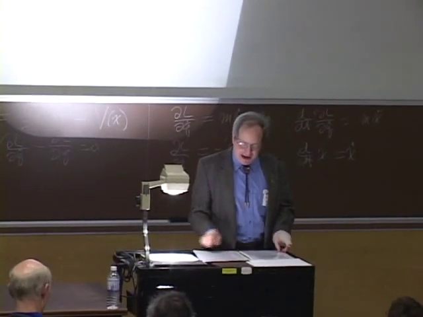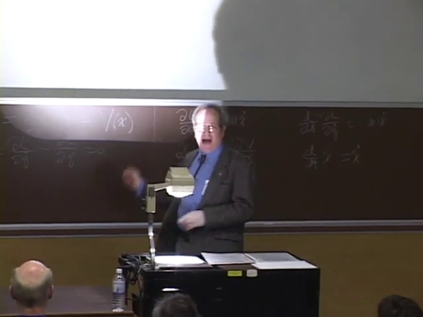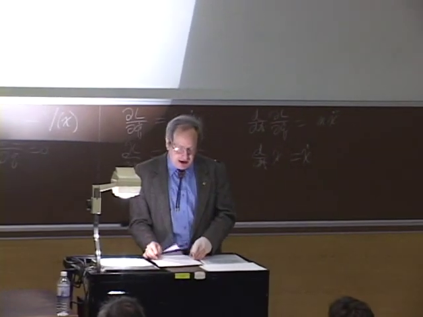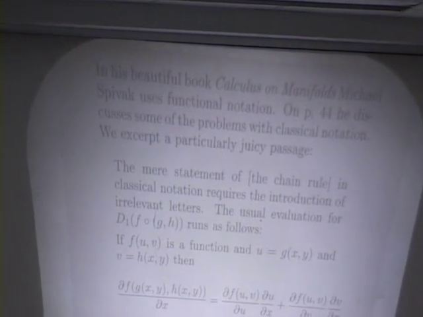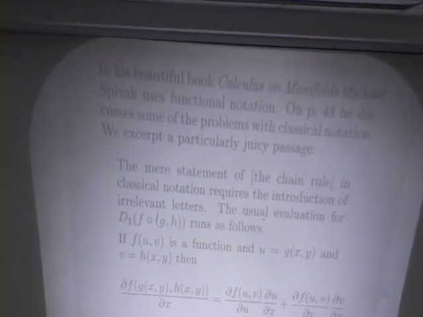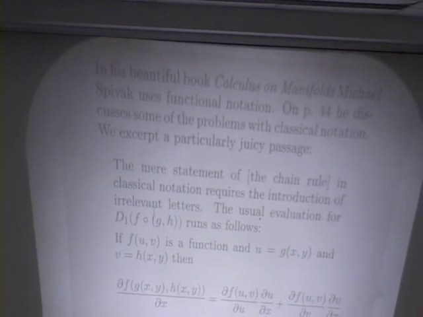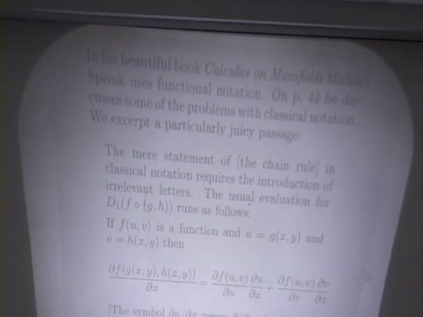The notation was invented 300 years ago by Leibniz. Newton had this other bad one with dots. Neither one's any good. There was a guy who didn't understand this idea. A fellow by the name of Spivak wrote a great book called Calculus on Manifolds, where he explains what's wrong with the notation in a serious way.